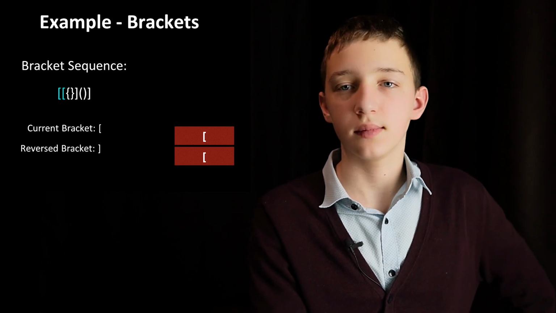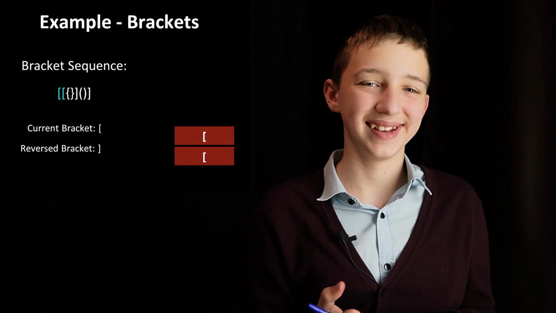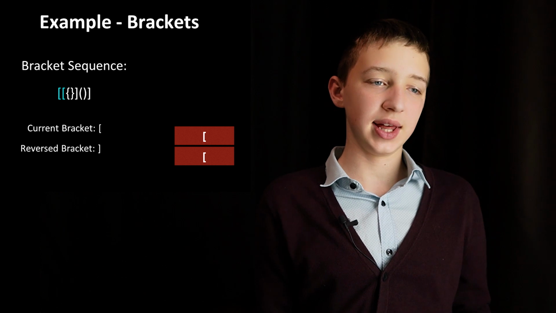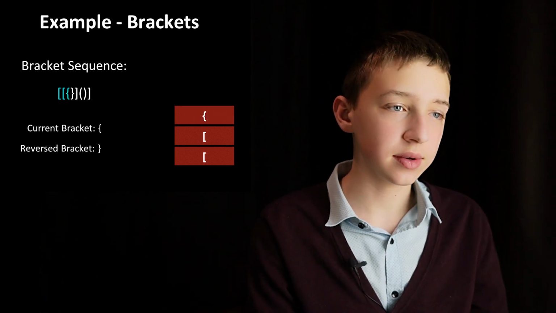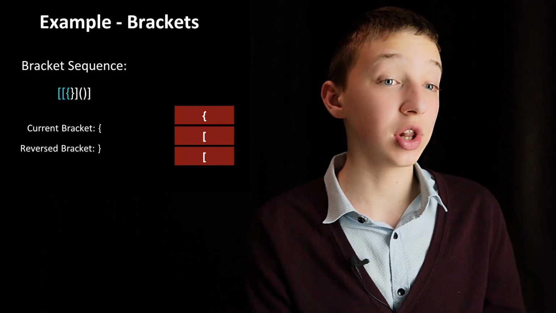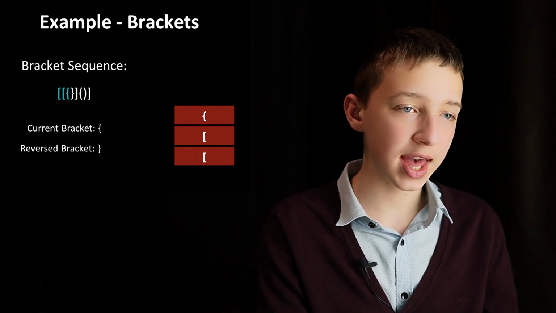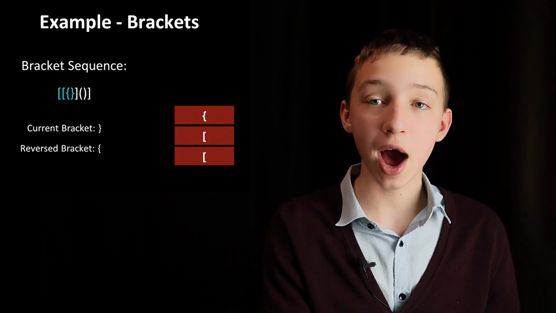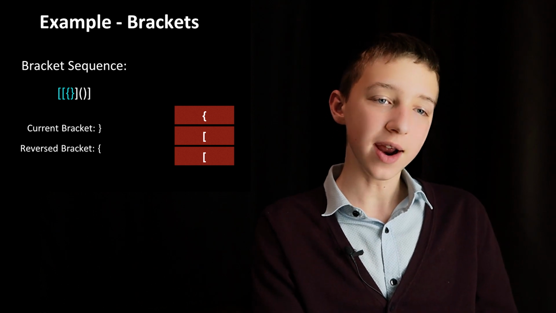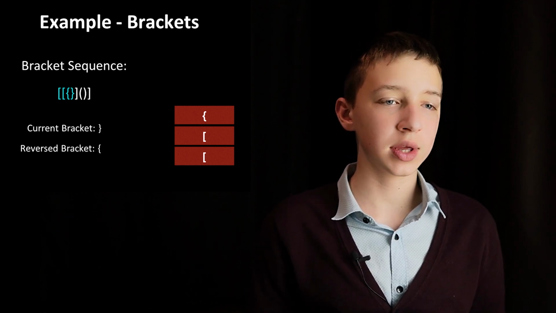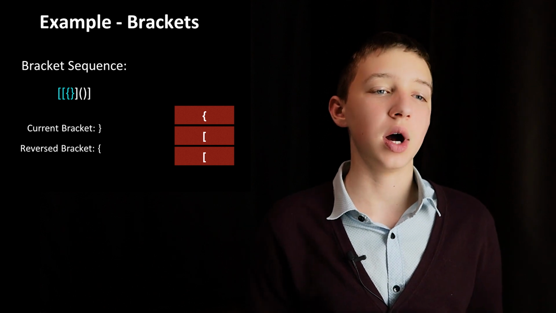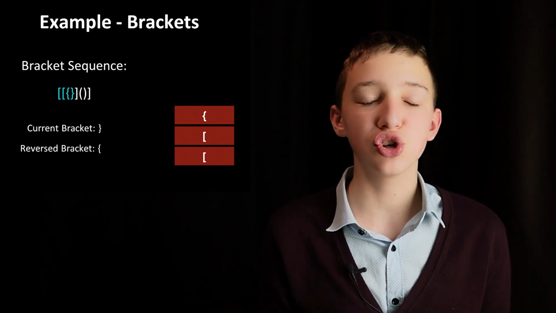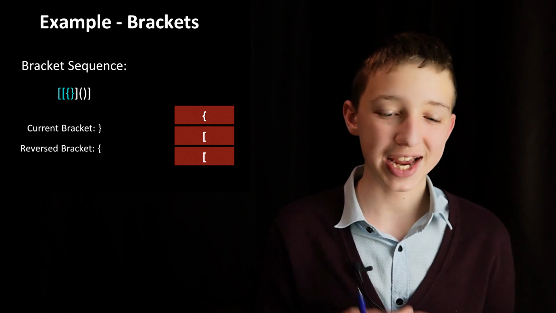If it faces to the left, it's a left bracket. If it faces right, it's a right bracket. Now the next one is the left curly bracket, and for this one we're again pushing it to the stack. The next bracket is a right curly bracket. So whenever we encounter some right bracket, we need to do two checks.